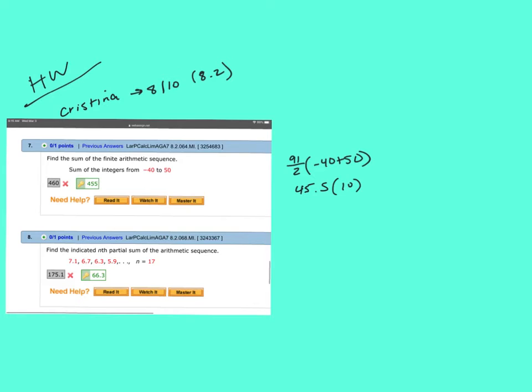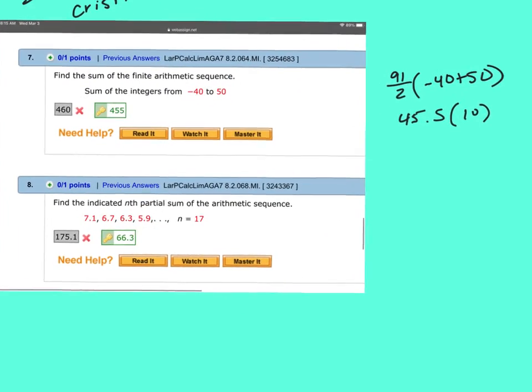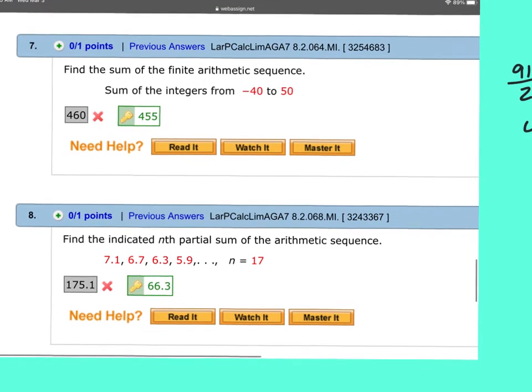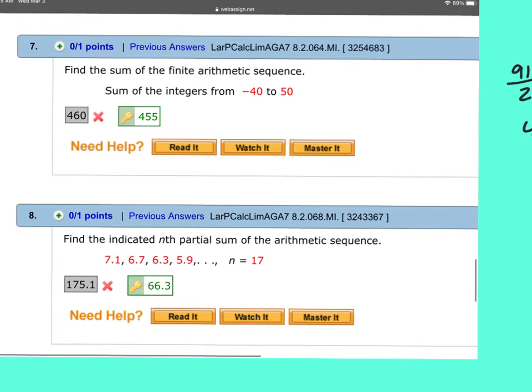Okay, these questions came up on homework. So this is number 7. Number 7 says find the sum of the finite arithmetic sequence, the sum of the integers from negative 40 to 50. So this one's kind of tricky because you go from negative 40 all the way to 50. And you can't just say 50 minus a negative 40, there's 90 terms there, because you're missing the 0. From 1 to 50 is 50. From negative 40 to negative 1 is 40, but 0 is in between there. So the number of terms is actually 91.